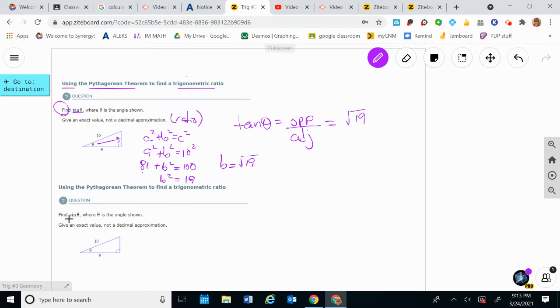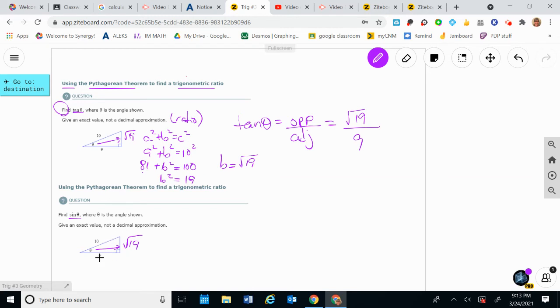So the tangent of theta is the square root of 19. Oh wait, I did tangent. Tangent's opposite over adjacent. I forgot to put the adjacent there, you guys. See, opposite is the square root of 19. Okay, that's the answer. Square root of 19 over 9, opposite over adjacent.